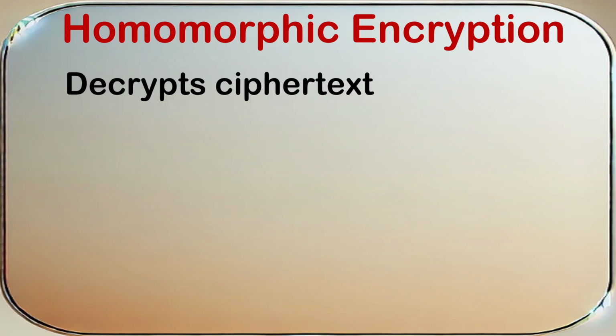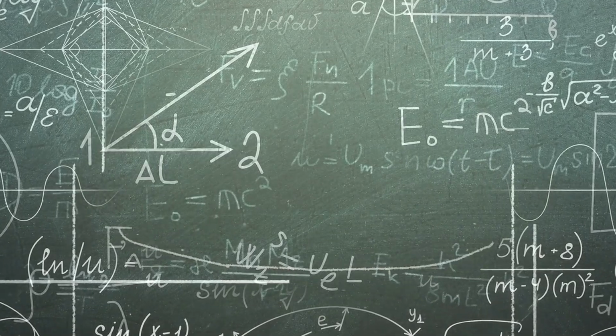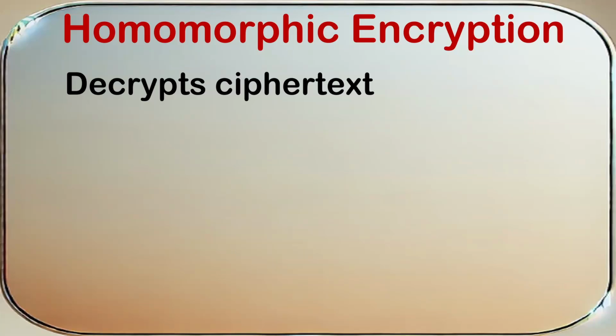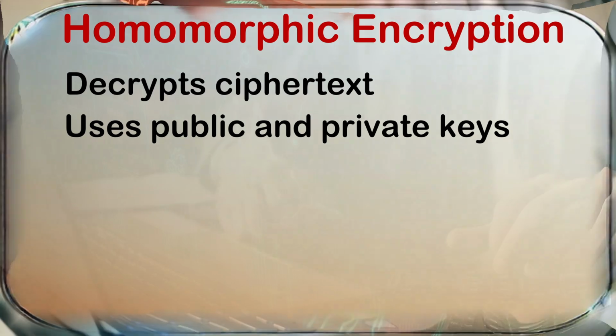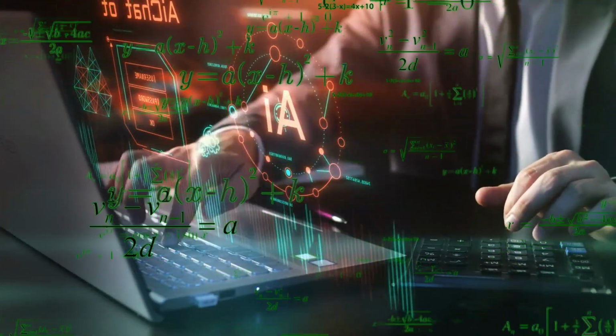One huge risk with all encryption is that the data must first be decrypted before it can be used. Homomorphic encryption addresses this concern by allowing encrypted data to be used without decrypting it first. This is done by performing mathematical operations on the ciphertext instead of on the actual data itself. Homomorphic encryption works like other asymmetric encryption methods by using a public key to encrypt the data and a private key to decrypt it.